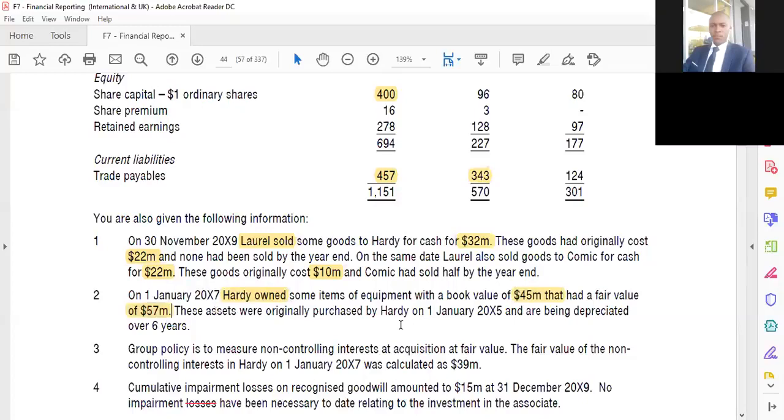These assets were originally purchased by Hadi on 1st January 2025 and are being depreciated over 6 years. So this date is important to help us calculate the excess depreciation. Whenever there's a gain in the asset's value, we have to charge depreciation to show the true value of the asset. Useful life, how many years? 6 years.